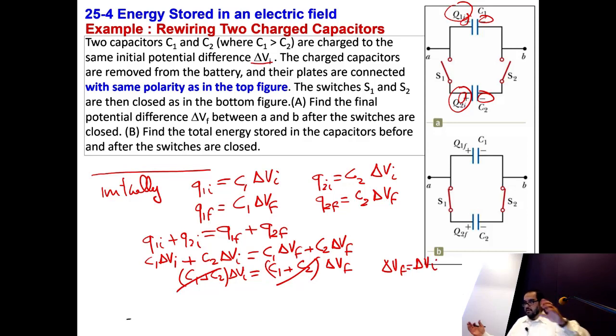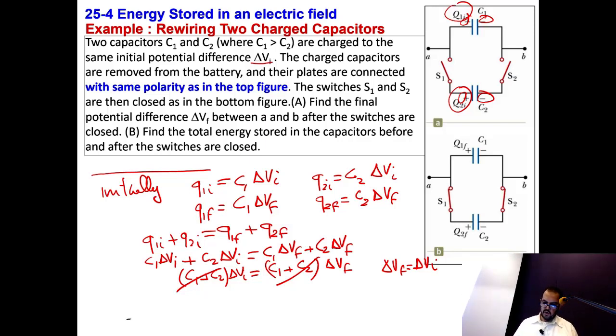Clear? You charge a capacitor, let's say it has a 10 volt potential after you disconnect it from the battery. You charge another capacitor, it has 10 volt potential. Then you connect them in parallel, not in series. If you connect a 10 volt battery in parallel with a 10 volt battery, it still gives you 10 volts. It doesn't give you 20. If you connect them in series, with positive to the negative terminal, it will give you a total of 20. So here, the potential is going to be the same.